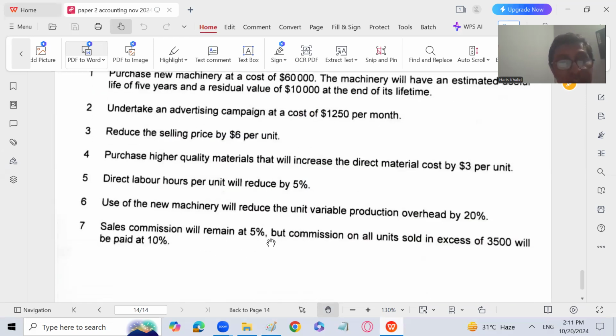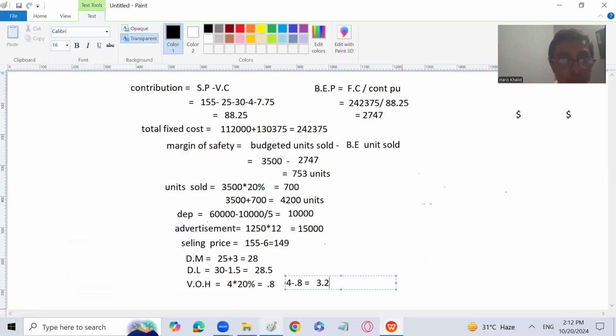Sales commission will remain at 5%, but commission on all units sold in excess of 3,500 will be paid at 10%. So sales commission will remain at 5% for 3,500 units, but above 3,500 units, which are 700 units, the sales commission which we have to pay is going to be 10% of the selling price. So that will increase to 10%.